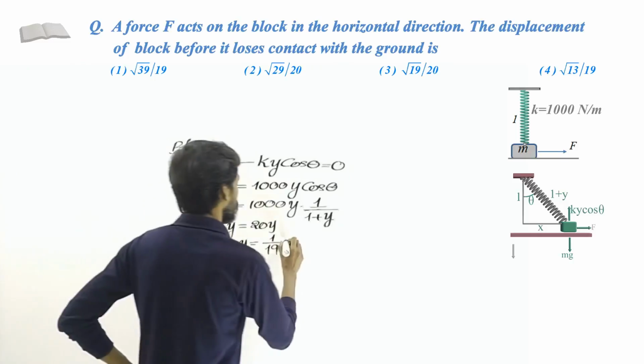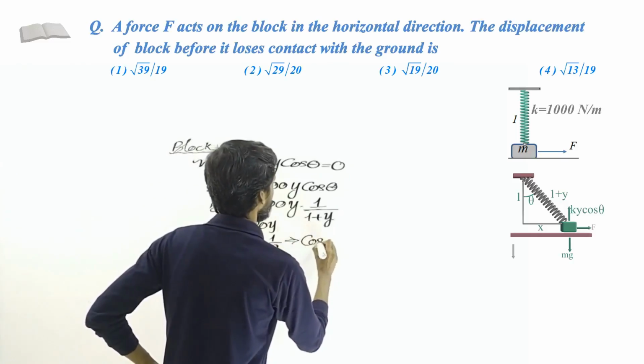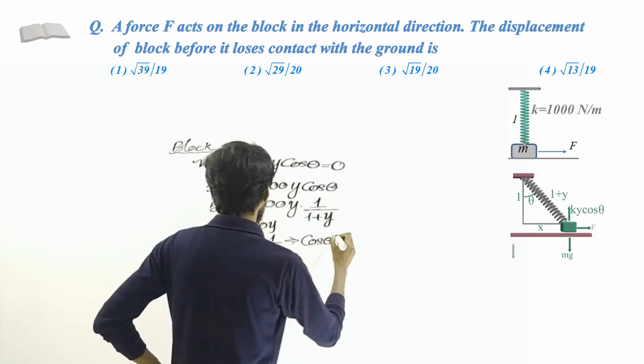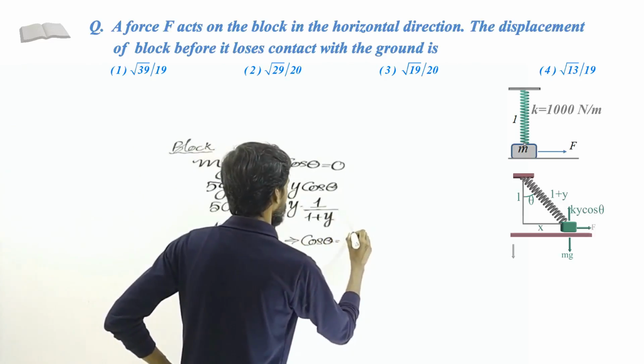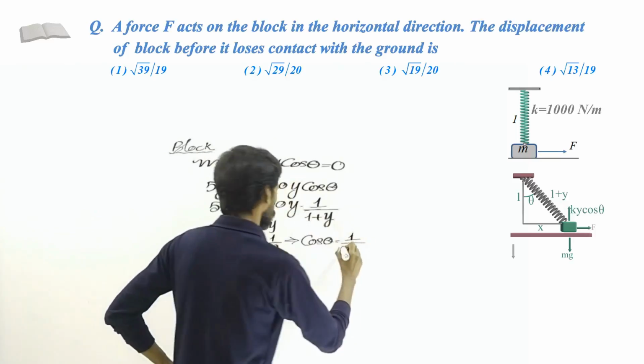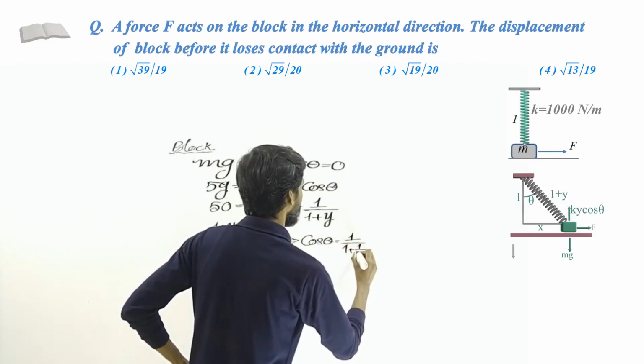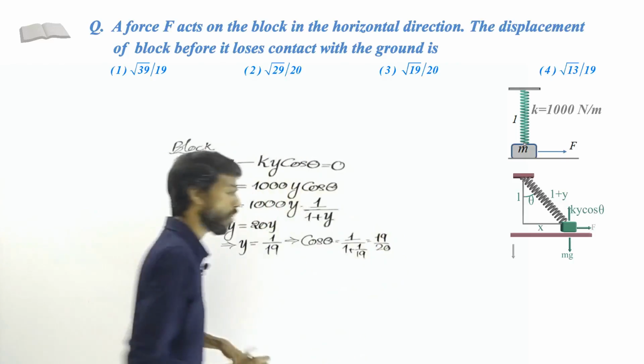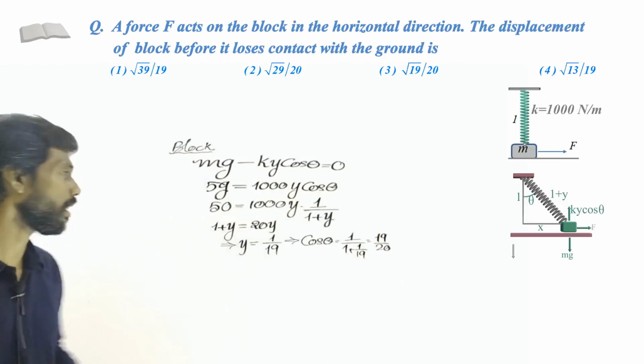So this implies cos theta can be written as adjacent side, that is L. So L is the length 1. So 1 divided by 1 plus y. So 1 plus 1 by 19, so that is 19 divided by 20. So we found the value of cos theta, so we can use it later if required.